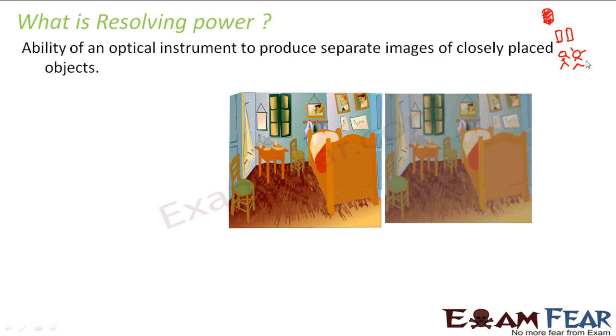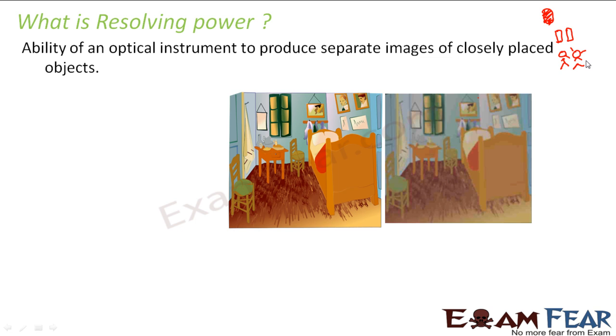Now, when we use an optical instrument, that optical instrument should be able to display two separate objects as two separate images. Because sometimes it happens that two objects are very closely spaced and we try to see them through a telescope, suppose we are viewing two stars in the sky using an astronomical telescope. So the two stars which are extremely closely spaced should also be visible as two different stars. They should not be displayed as one star. So this ability is known as resolving power.